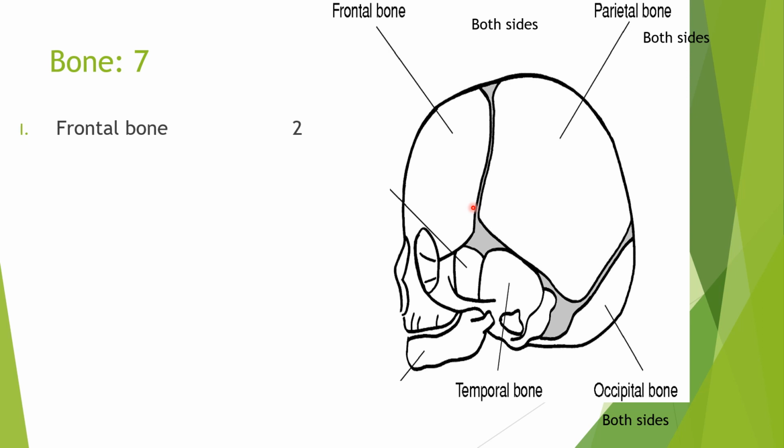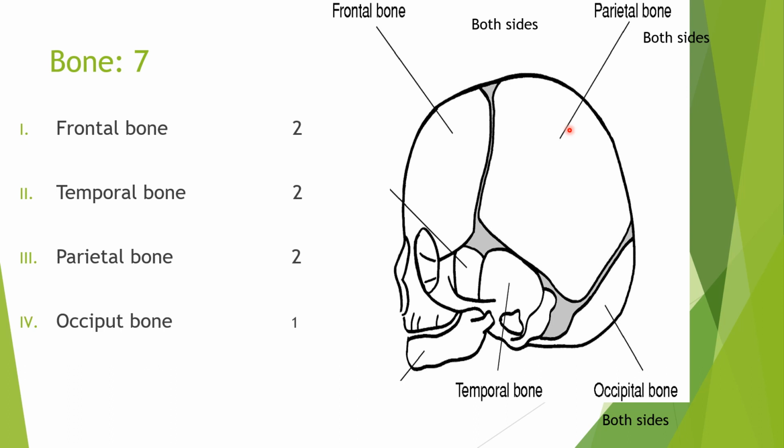Frontal 2 is there. This is the frontal 2, okay? Temporal 2 near to the ear, and parietal 2 next to the frontal, and then the occiput bone. Okay, I hope I'm able to give you a good explanation. I could explain at length, but it would take more time, so I'm explaining a bit fast, and I hope you are getting the idea.